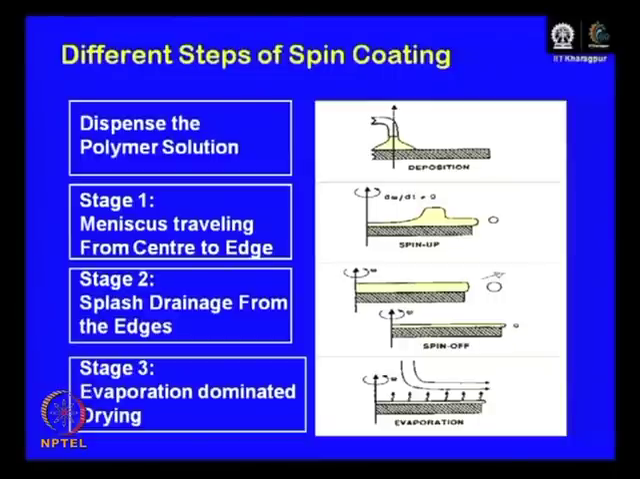However, whether you spin your substrate for 10 seconds, 30 seconds or 1 minute is going to be critical, because maybe in 10 seconds you have not even reached the evaporation dominated regime. If it is very low, probably you have just reached the evaporation dominated regime, so there is still a significant amount of evaporation that needs to take place before you turn off your rotation. So, these are some of the critical aspects.